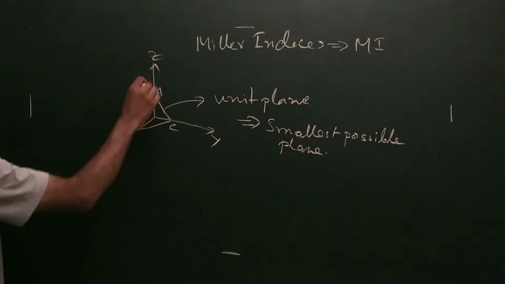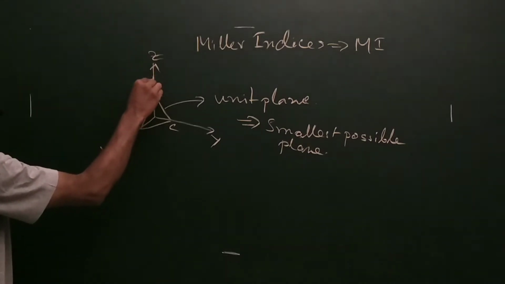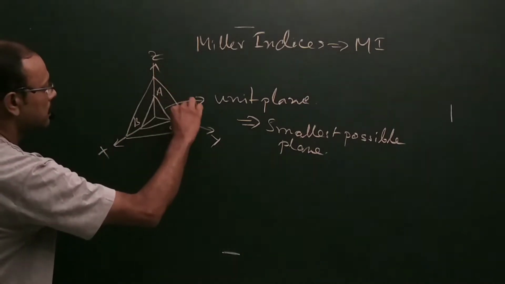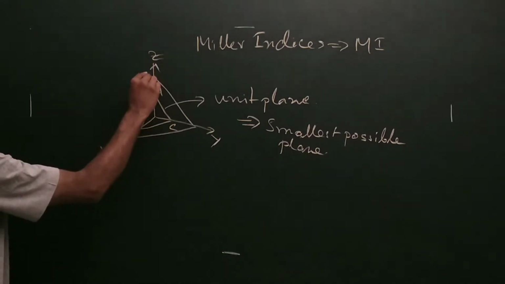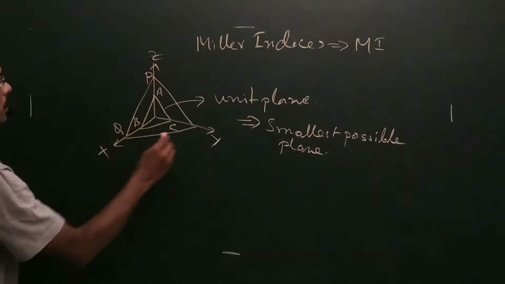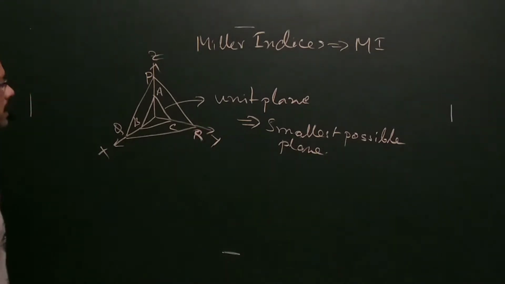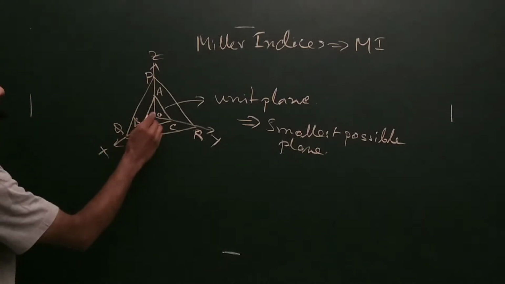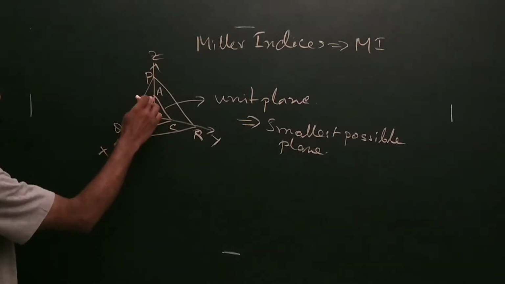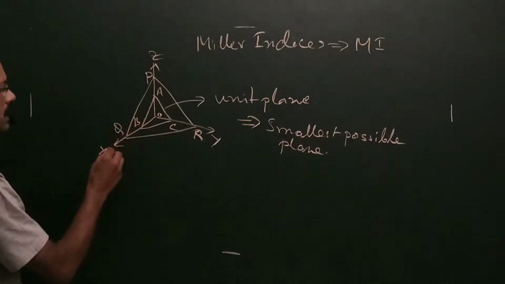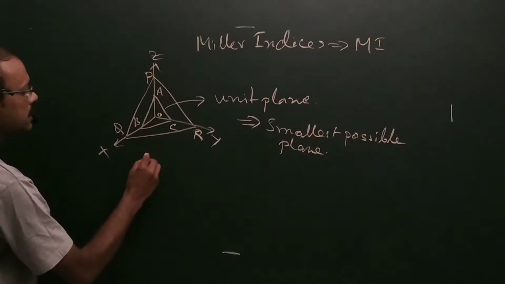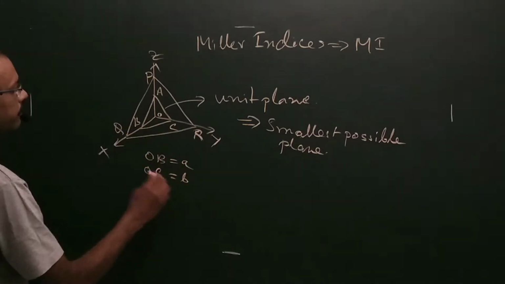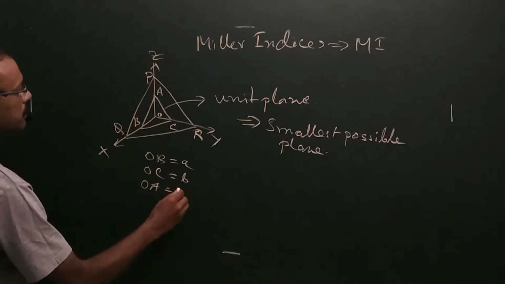Now you see, if I draw another plane, this one, and the intercepts on the x, y and z axes are given like this, I am naming this plane P, Q and R. This is the origin, and the intercepts of the unit plane, that is the smallest possible plane, are OB equals a along the x-axis, OC equals b, and OA equals c.